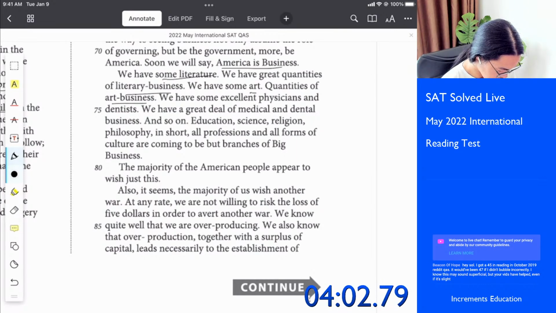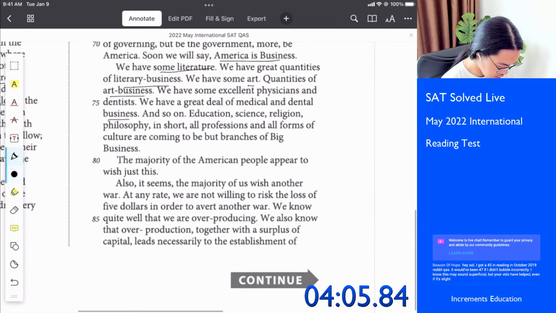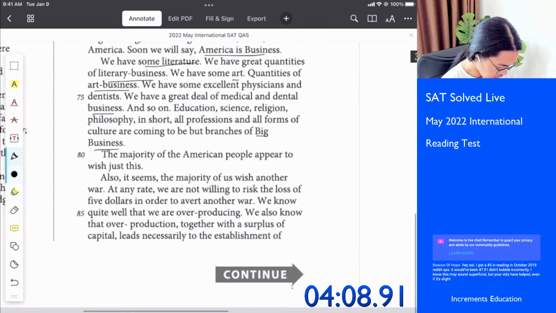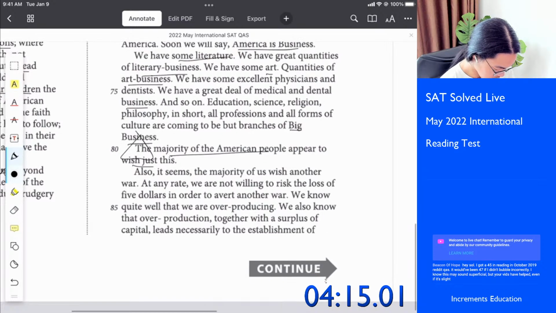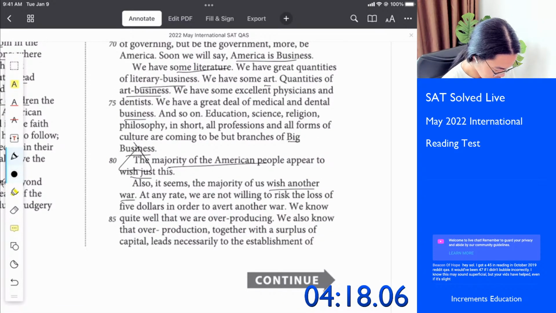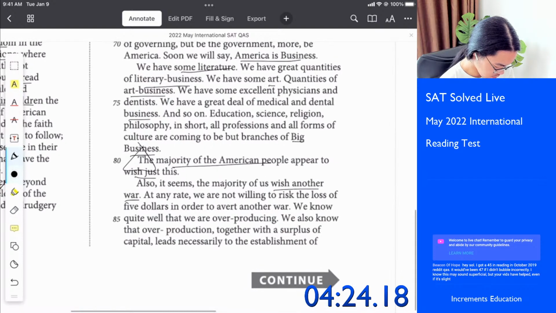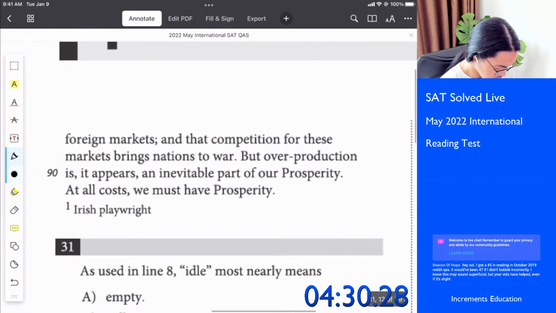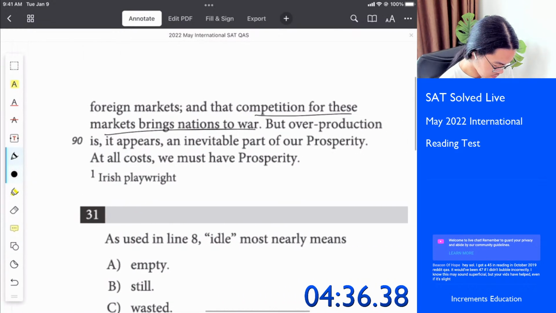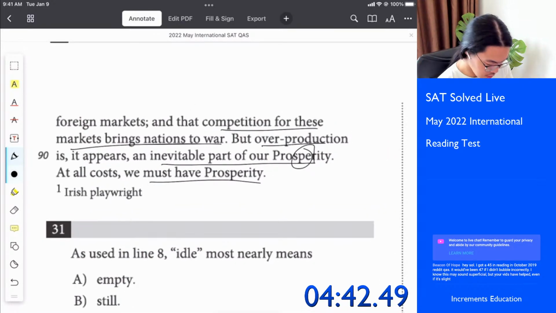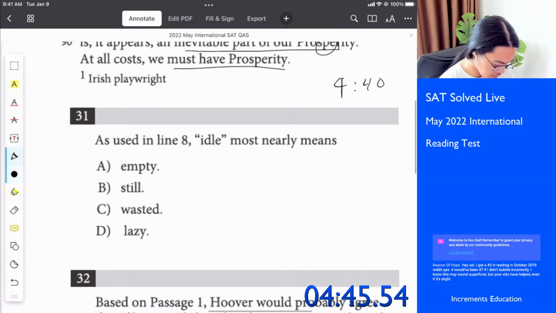physicians, dentists. Everything is a business. The majority appear to wish justice. Wish another word. We're talking about the military-industrial complex now. We're being a little sarcastic and very bitter about this prosperity here.